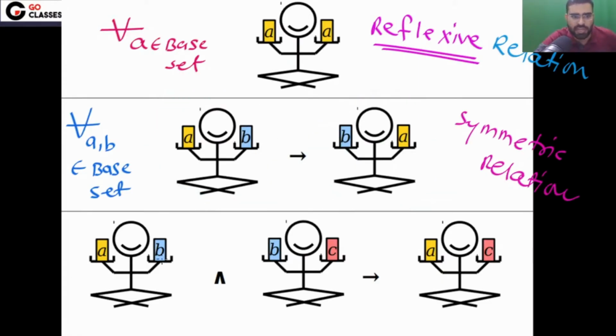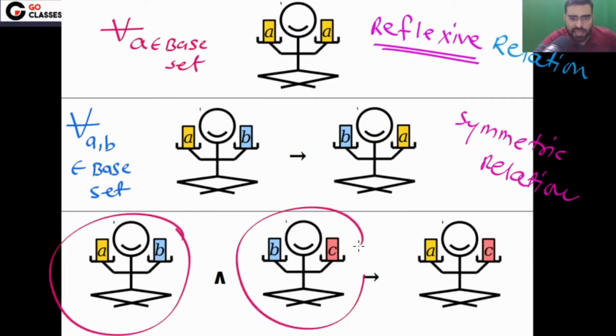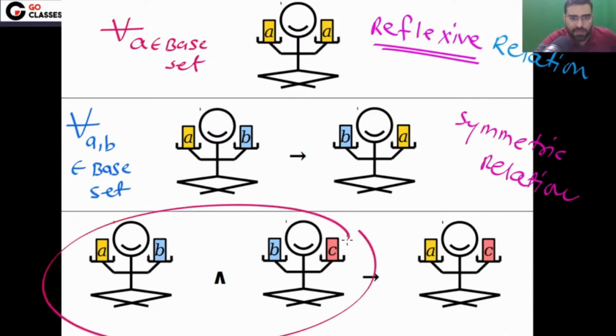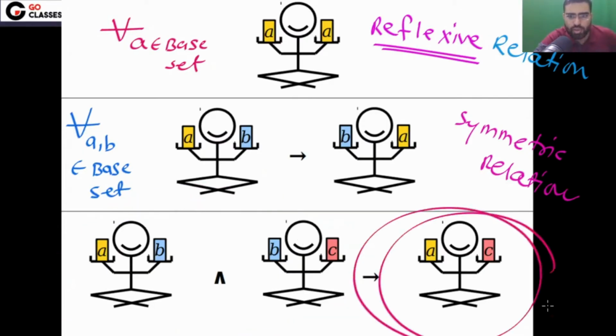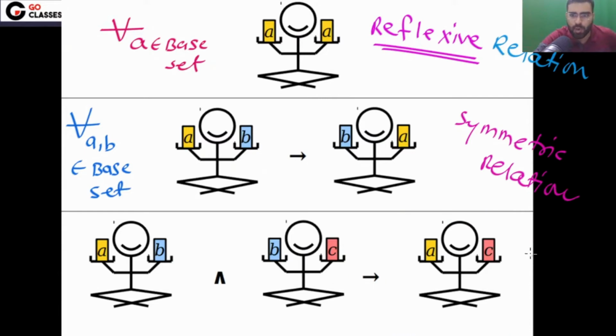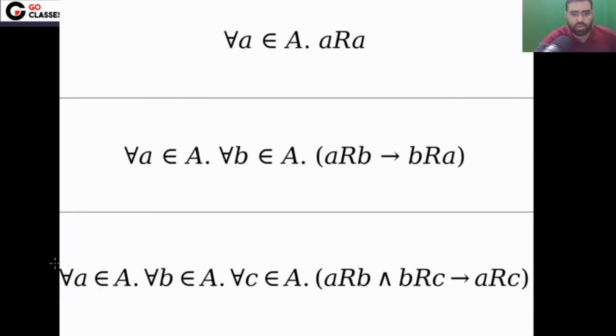Now let's see the next property. If A is related to B, and B is related to C, then A should be related to C. If this happens, A related to B, B related to C, then A is related to C. This property is called transitive relation. This is the property of being transitive. So we will call this a transitive relation. So these are the three properties.